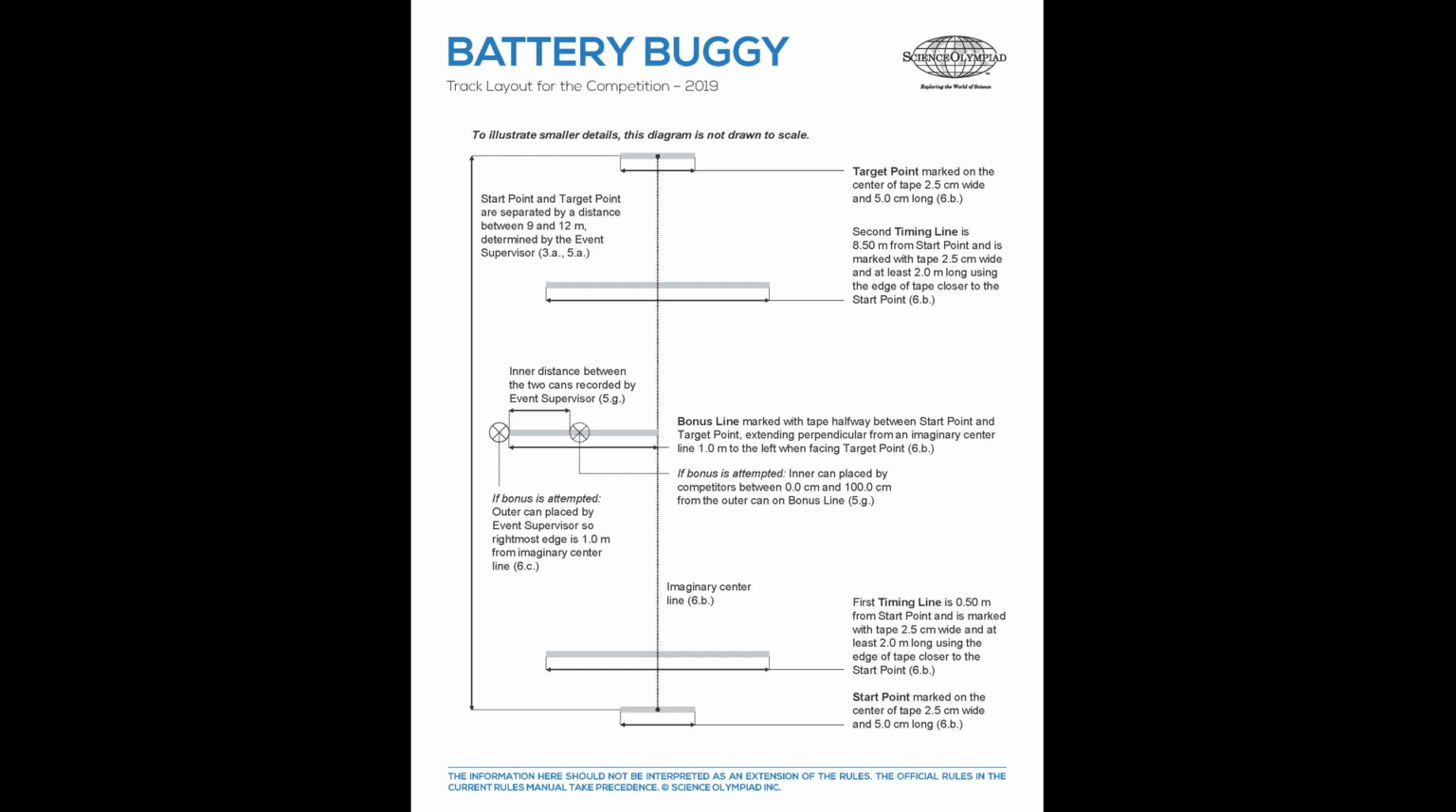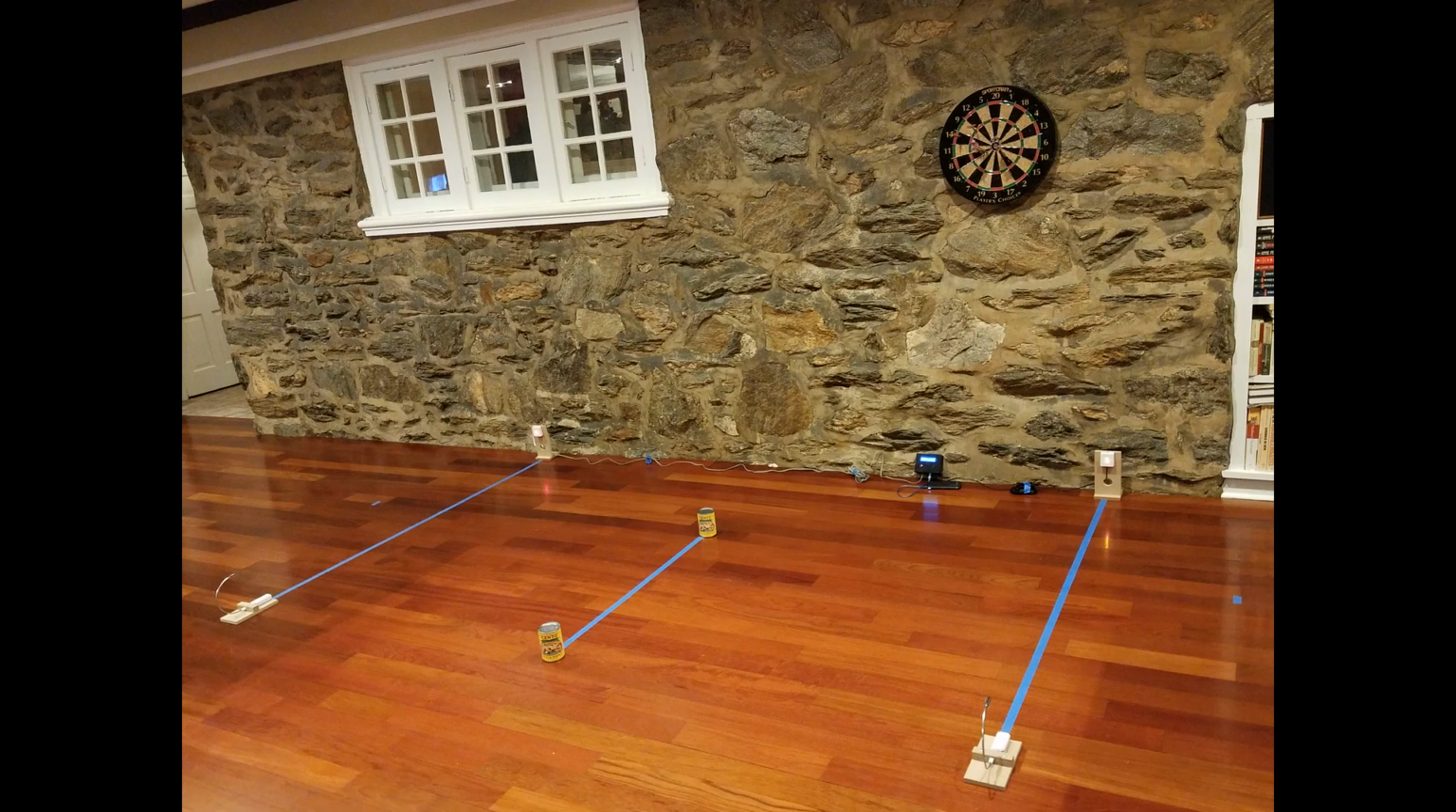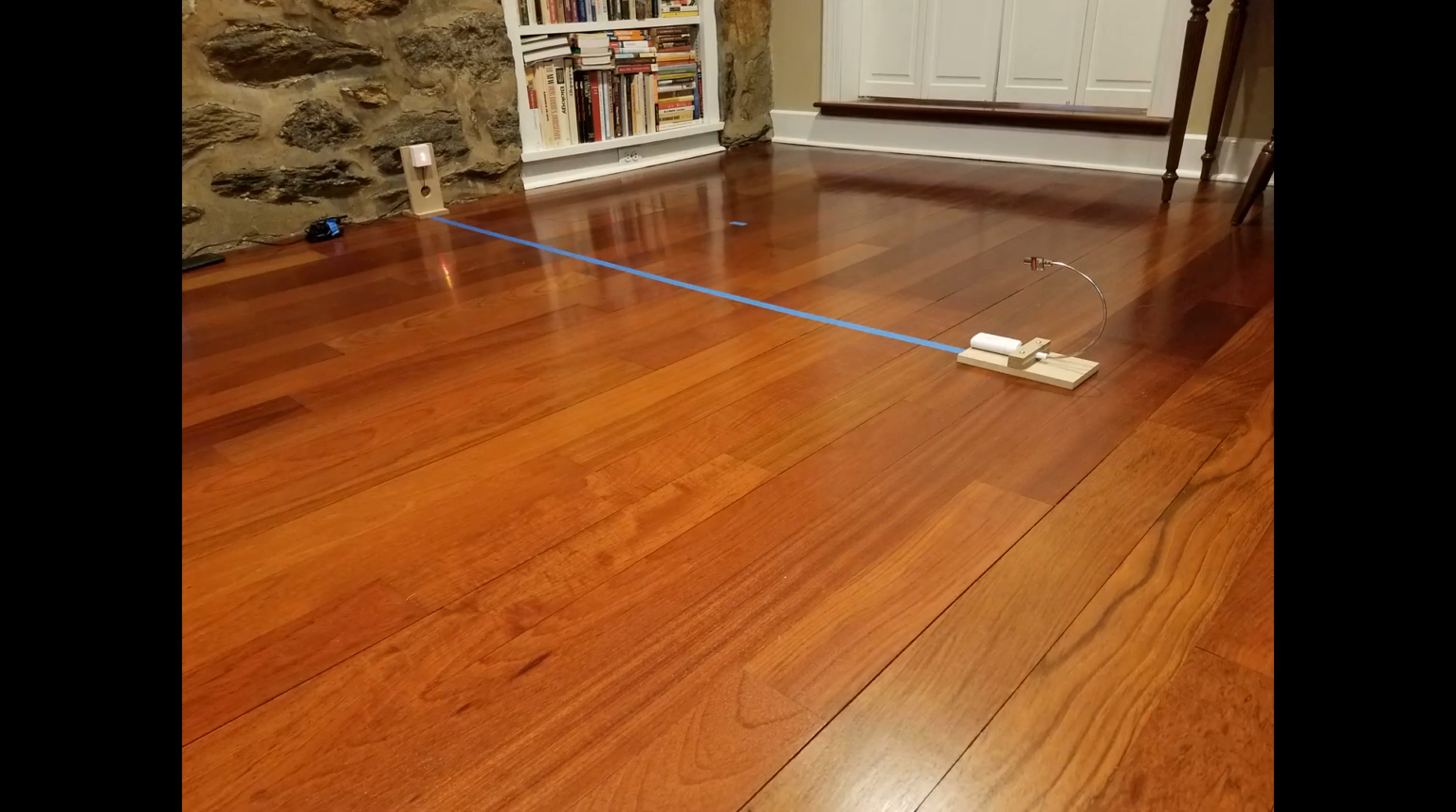Finally, the bonus line is placed halfway between the start and finish, extending from the imaginary center line to a point 1 meter to the left. Note that the track does not have a tape center line. Here is an example track setup which is shortened for demonstration. To the right is the start point on a small piece of tape, and the half-meter line with timing laser that I will discuss later.